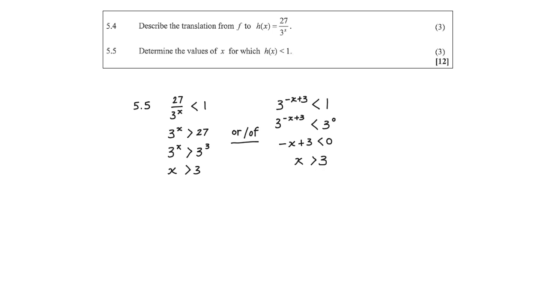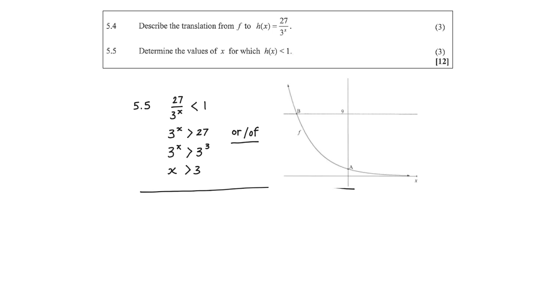And then we get the same answer. X is bigger than 3. Lastly, we can do it in the following way. We can look at the original graph f. Now this graph f was smaller than 1 for all x values bigger than 0. That's all the points from A.